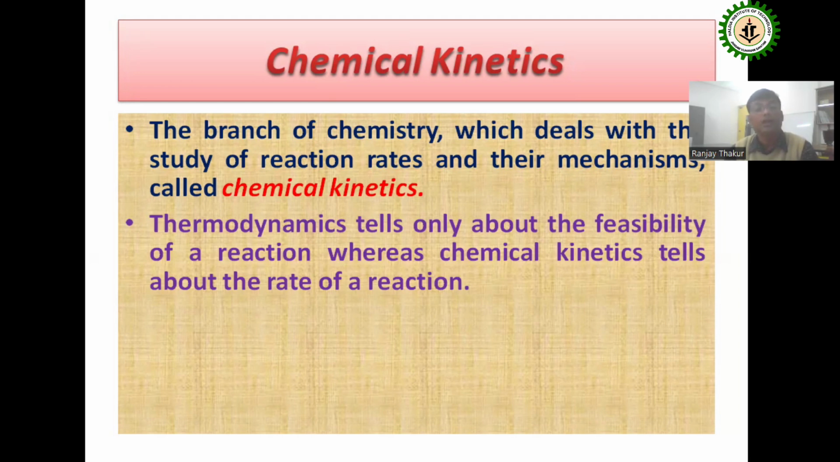Now, as we know, thermodynamics tells about the feasibility of the reaction, meaning whether the reaction is possible or not, whether it may take place or not. Whereas chemical kinetics tells about the rate of reaction, meaning if the reaction is taking place, then at what rate it can be converted into the product.